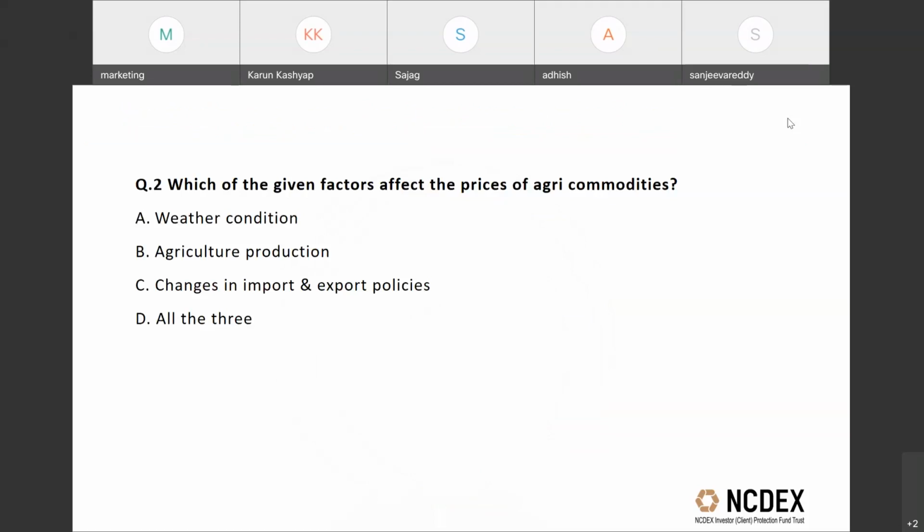So this is one of the questions for you. You can answer in the chat box. If somebody wants, he can also unmute and answer. Okay, we will go forward.